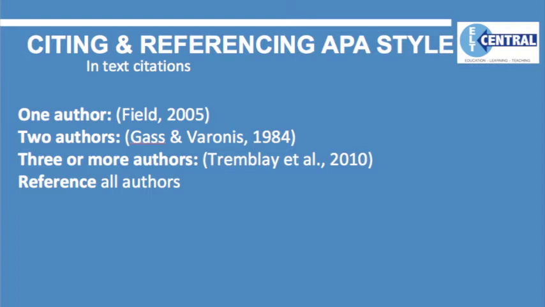As I mentioned, there have been rule changes by APA, and here we see another one. If we're looking at one author, we've already seen mine, so we'll look at another one here, Field, 2005. Two authors, Gass and Veronis, date. Now, three or more authors: what used to happen is in the first instance you'd write all the authors, and then after that you'd write et al. However, that's not the case anymore. From the first citation onwards, it's the author and then et al. That is if there are three or more authors.